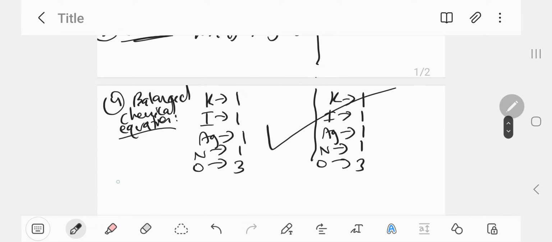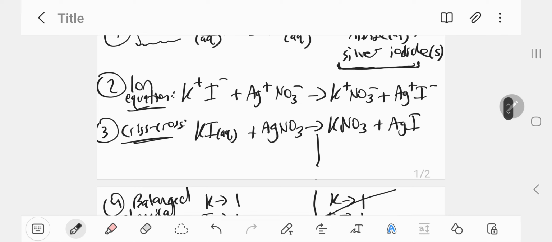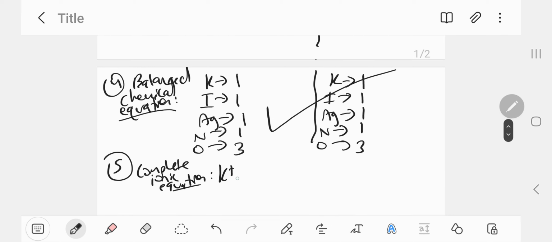Step 5 now is to write what's called the complete ionic equation. What does that mean? Well, we're now going to write it. What I've got here, ionic equation, write it like this. Plus I. So just splitting the ions apart.